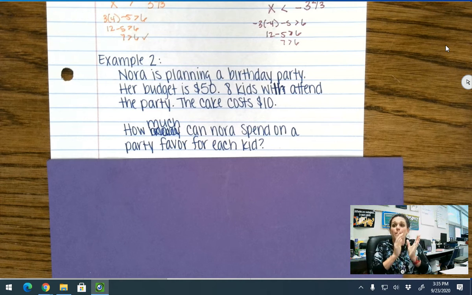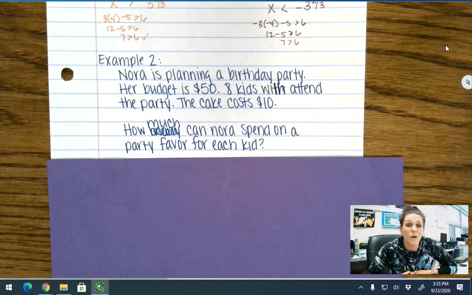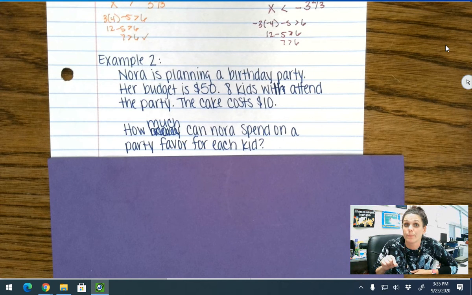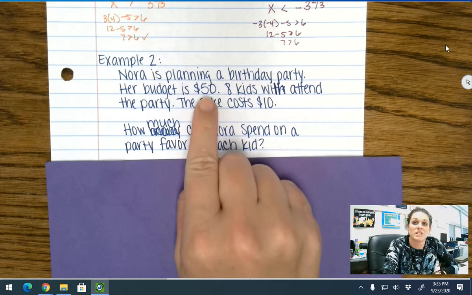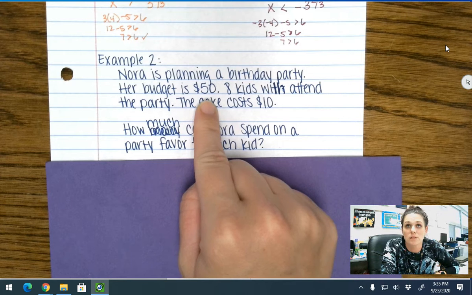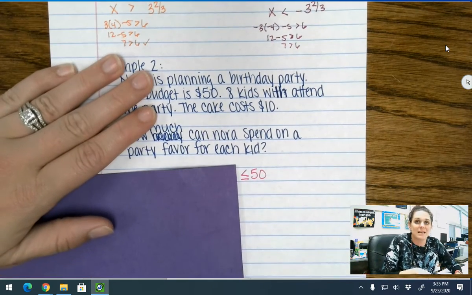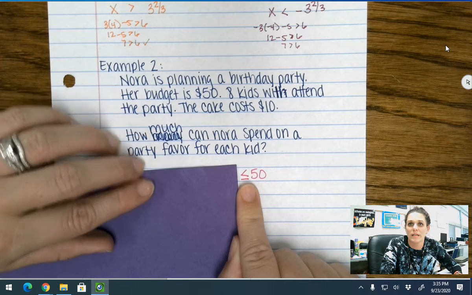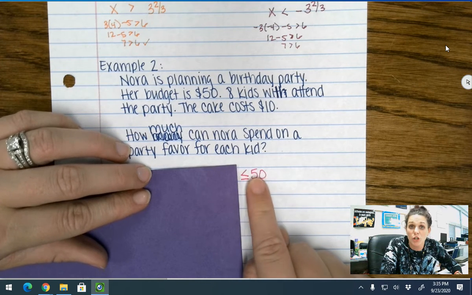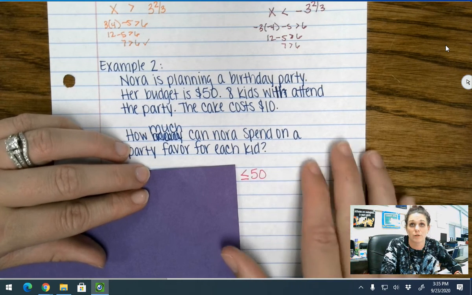So again, her budget's $50. Whenever I set up equations for this, I always start with what it equals. So in this case, my budget is $50, and we're in inequality land. So while I could spend $50, can I spend more than it? No, I can't. So that means my inequality has to be less than or equal to 50. I have to spend under or equal to that $50.